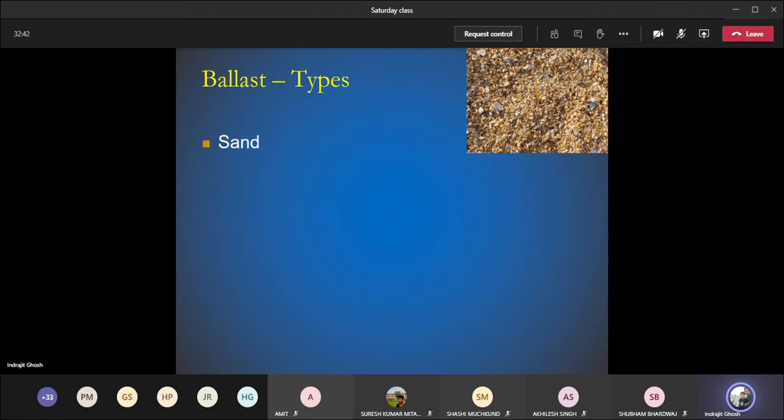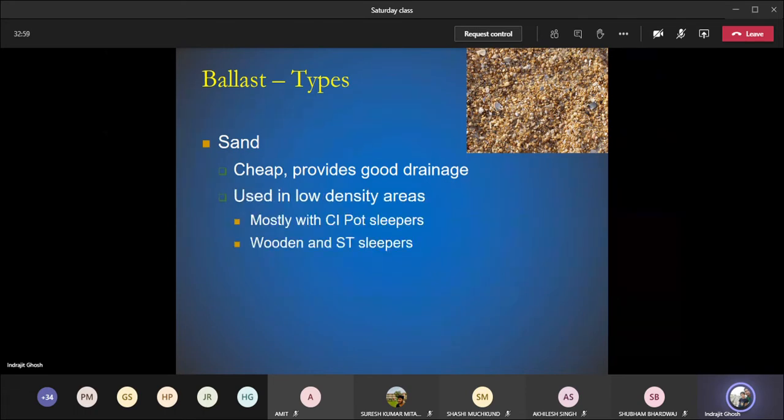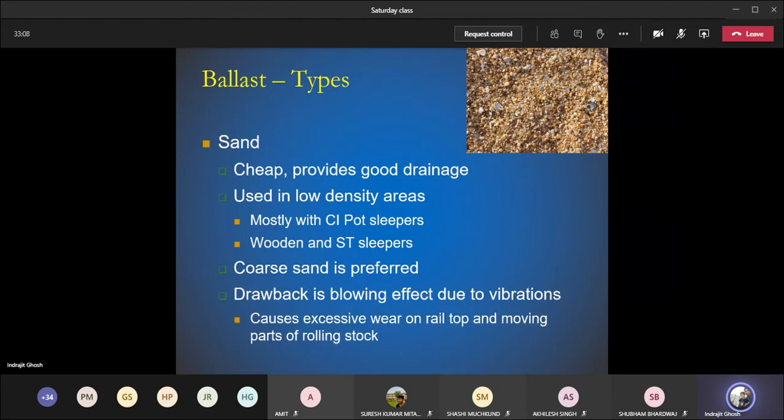The second type that we discussed yesterday was sand. Though sand was historically used because of some good properties, for example it is cheap and provides good drainage, we mainly use coarse sand, mostly in places where we have cast iron pot sleepers. The drawback we discussed yesterday, the last point, was the blowing effect due to vibration. The train is moving at high speed, and sand being very fine in nature will be blown away.